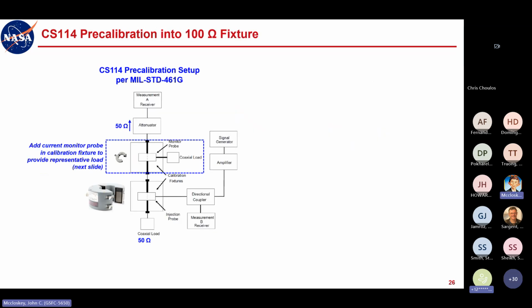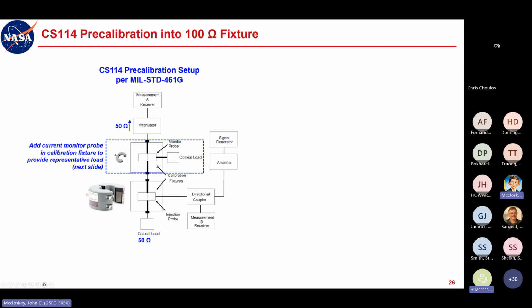So in MIL-STD-461G, it's basically the same setup as what's specified in F, but they add the probe that you're going to use to monitor the current for the actual injection into the equipment under test. You put that into a calibration fixture with a coaxial load to simulate the load that the current probe itself is going to put into the circuit when you're doing the actual injection.